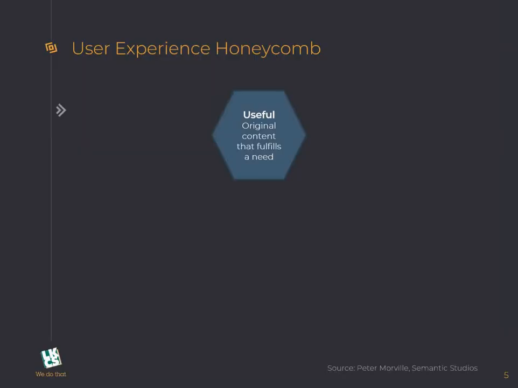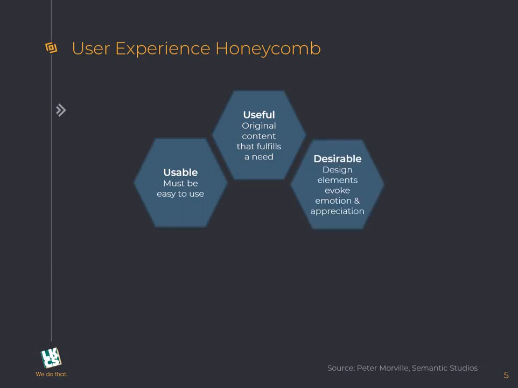So there's a gentleman named Peter Morville, who's a very well-known user experience expert, and he created a honeycomb that I think really breaks down UX, or user experience, very well into several chunks. And we'll actually use these chunks, each segment of this honeycomb, throughout the webinar today. So the first chunk is useful, right? We want to make sure that the website is useful, and we do that by providing original content that fulfills a need. The second piece of the honeycomb is that the website is usable. It must be easy to use, right? That makes sense. The third one is that it's desirable, right? We focus on design in this section. Design elements evoke emotion and appreciation.